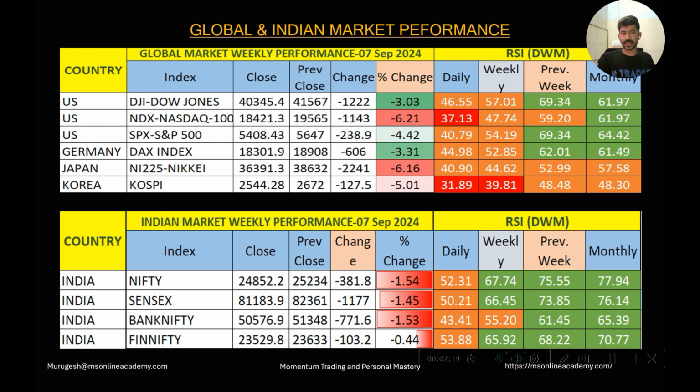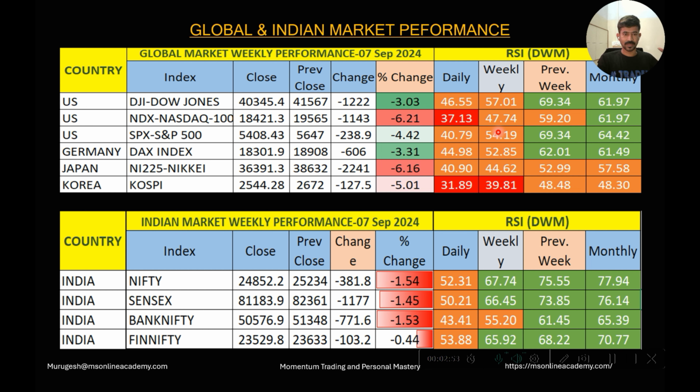Even a few markets like the US Dow Jones or S&P 500 are above 60 monthly. But this week what happened? Those came from above 60 to below 60. Let me show this here. This data is the previous week's data. This is the current week's data, whatever closed on Friday.